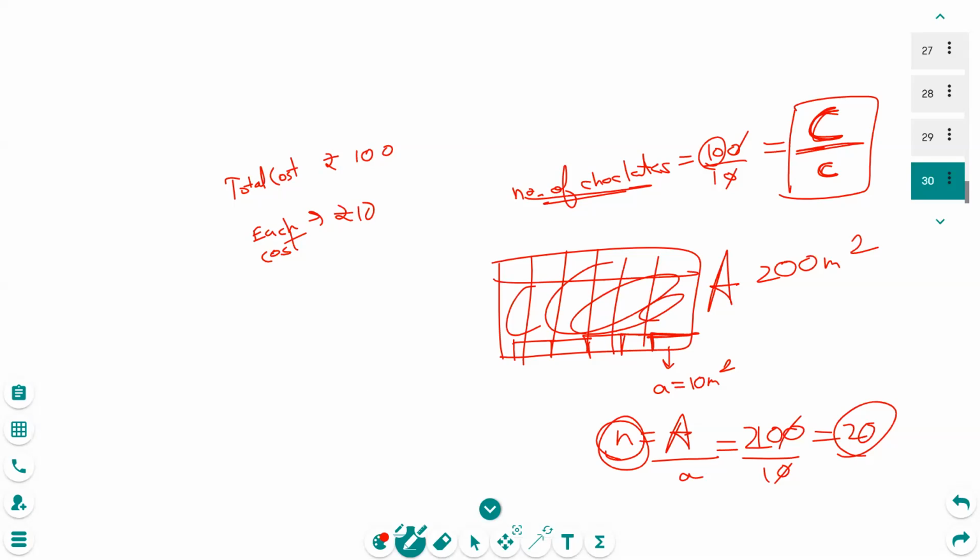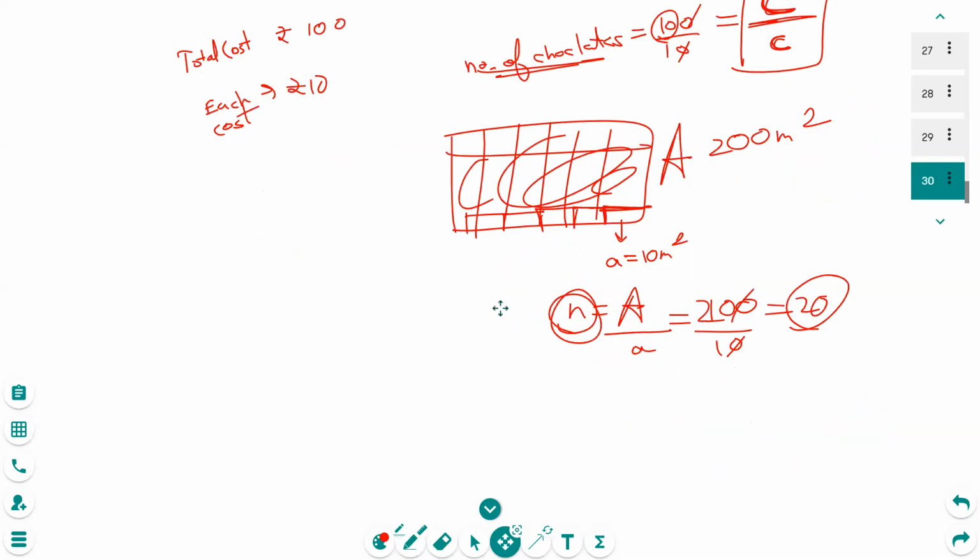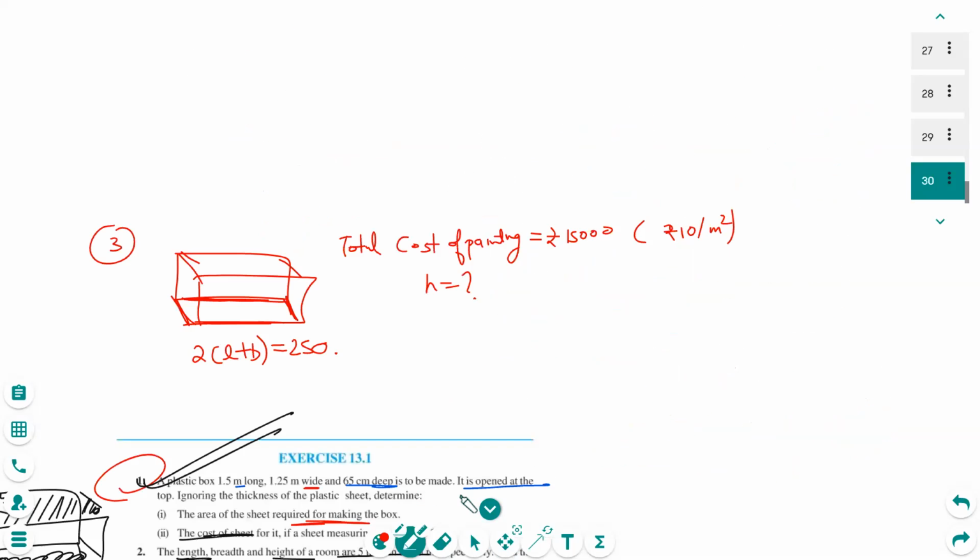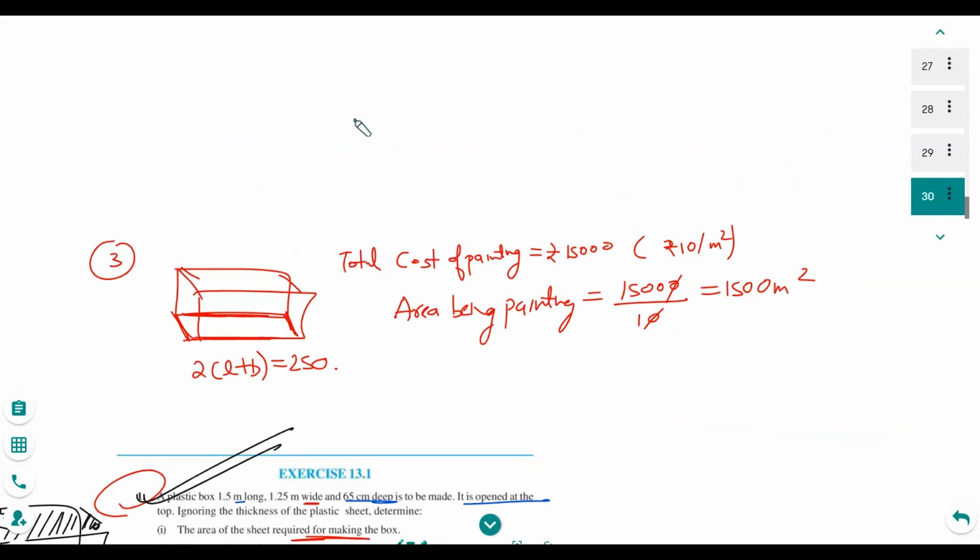Is this concept clear? Yes, sir. In a similar fashion, if I talk about the area being painted here, I have been given that the total cost is 15,000 and the cost per meter square is 10. So that means the area that is painted is actually 1500 meters square, isn't it? Is this clear to everyone? That is how we do this. So the area being painted is 1500 meters square.